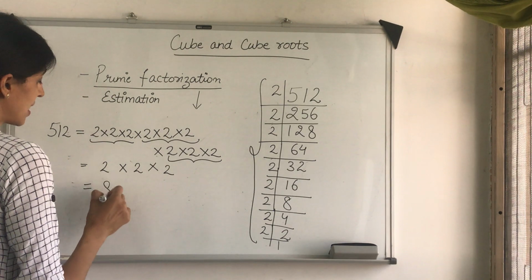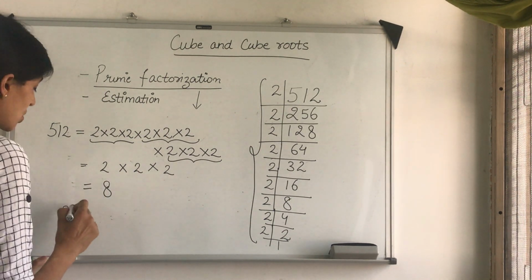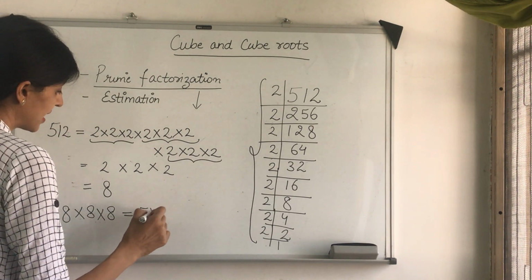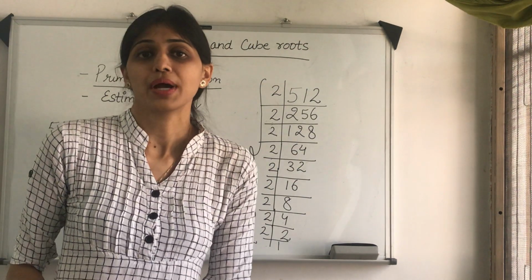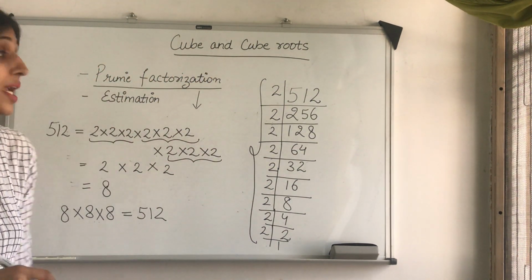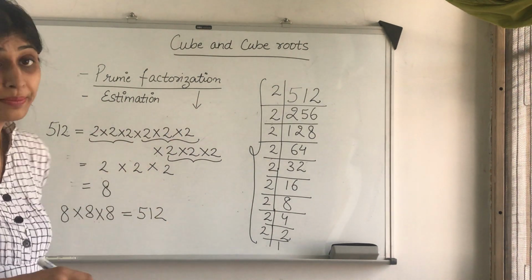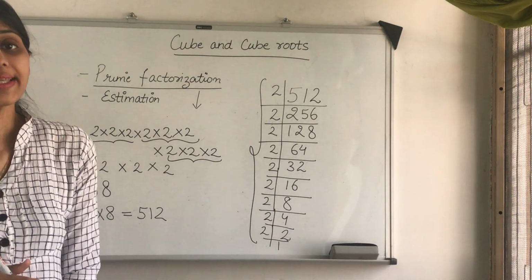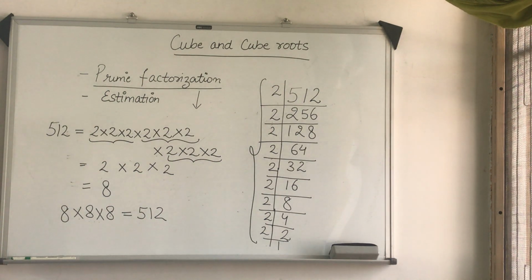2 2s are 4, 2 4s are 8. So this is the cube of 8. You can check also. 8 multiplied by 8 multiplied by 8 is 512. 8 8s are 64. 64 8s are 512. So in this way, you will get the prime factorization of a number and you are able to find a perfect cube. Now the next topic we're going to cover is estimation.